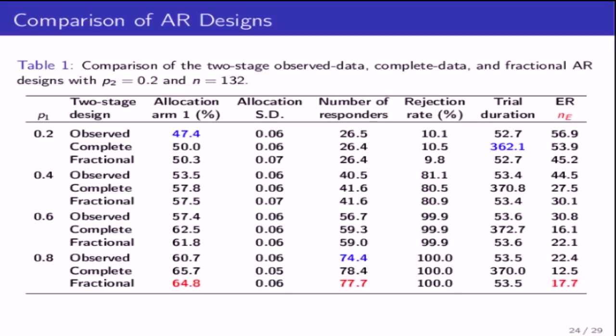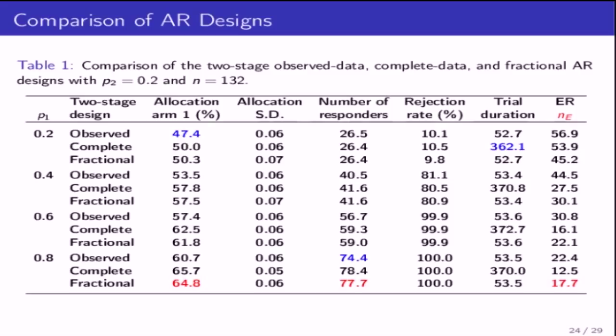So I want to show you these numerical results in this table. I'm going to fix P2 at 0.2, so that's arm 2's response rate at 0.2, and this is sample size. And I'm going to let P1 be from 0.2 up to 0.8. You observe that we have three methods in comparison. And if you look at the first three rows, the first one is observed data AR.